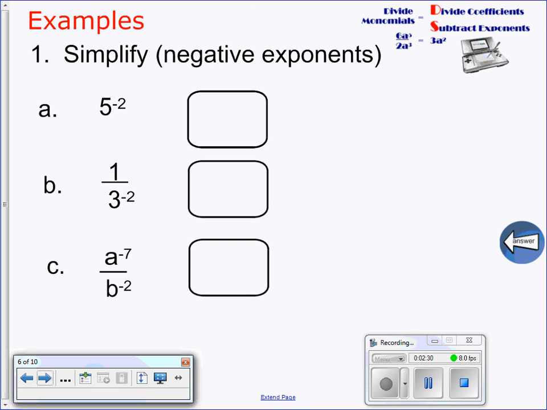So we have negative exponents. 5 to the negative 2 would be 1 over 5 squared, which is 1 over 25. 1 over 3 to the negative 2, if we flip that over, the reciprocal, it would be 3 squared, which is 9. We have a to the negative 7, that becomes 1 over a to the 7th. And on the bottom, b to the negative 2, that becomes b squared over 1.